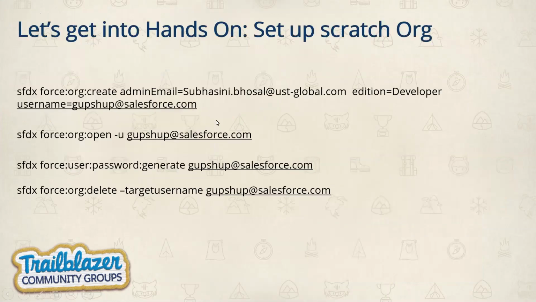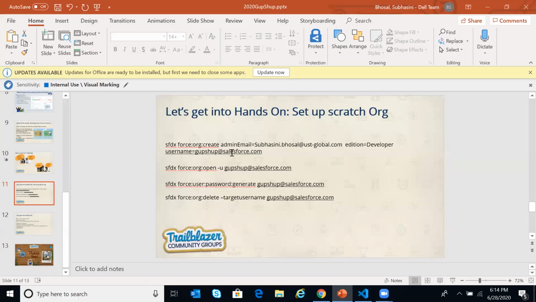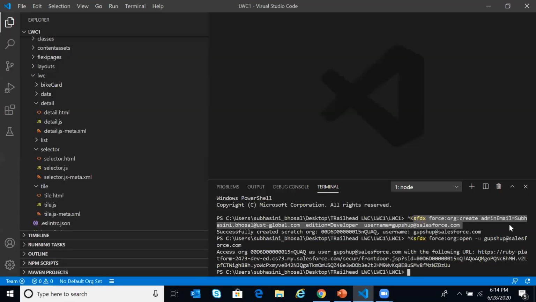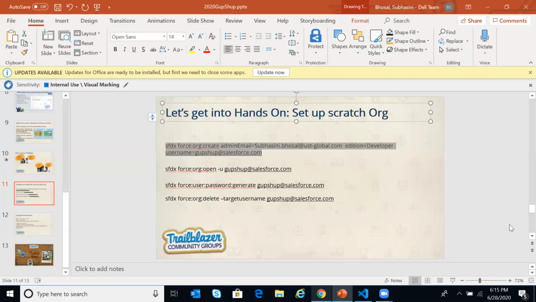For this demo, I have set up a scratch org. These are the basic commands that you need to set up your scratch org. The first command is this one, which will create your scratch org. I have already executed this one and created my scratch org. After that, if you want to open it, you just follow this command, pass the username which you used in step 1, and it will open that org for you. For now I have created everything, so let's go to my scratch org.